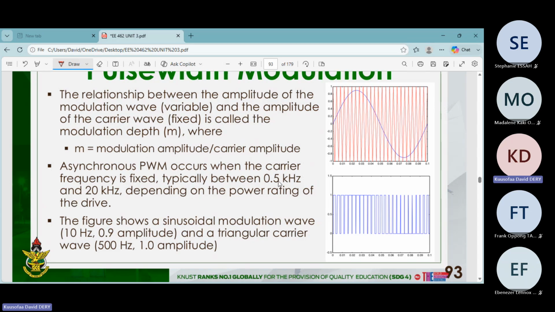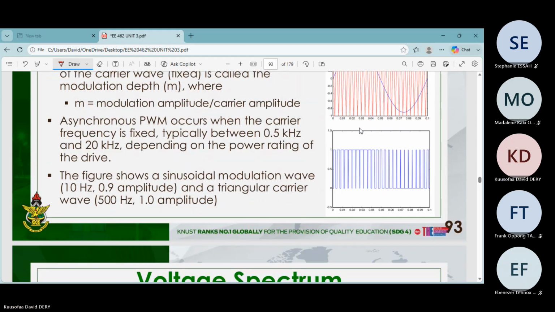Asynchronous PWM occurs when the carrier frequency is fixed and typically switches between 0.5 kilohertz and 20 kilohertz, depending on the power rating. The figure shows some waveforms. Here you see the PWM signal, the red one, and then the sinusoidal one is what we are getting here. We just do the filtering to obtain the fundamental one. So this has harmonics in it, right?